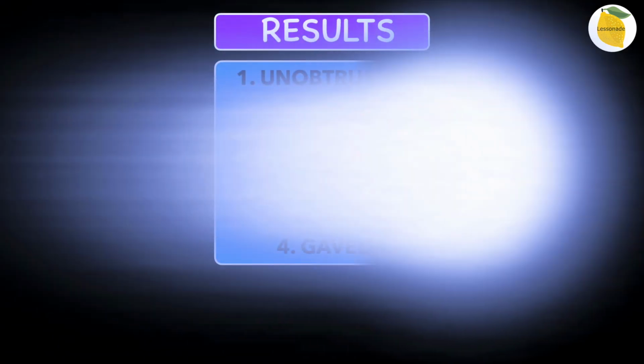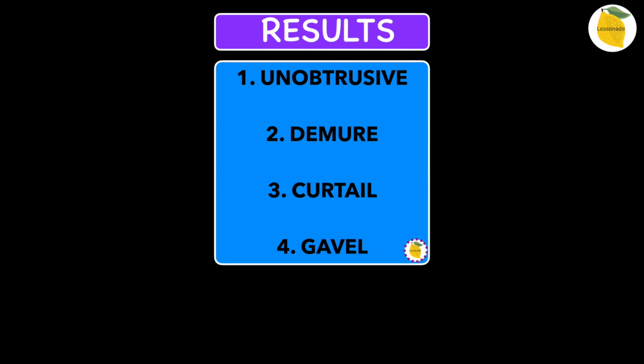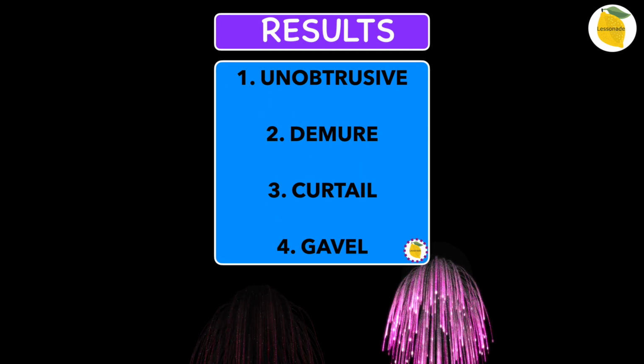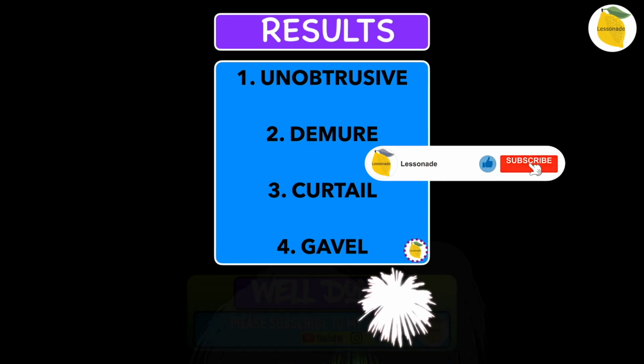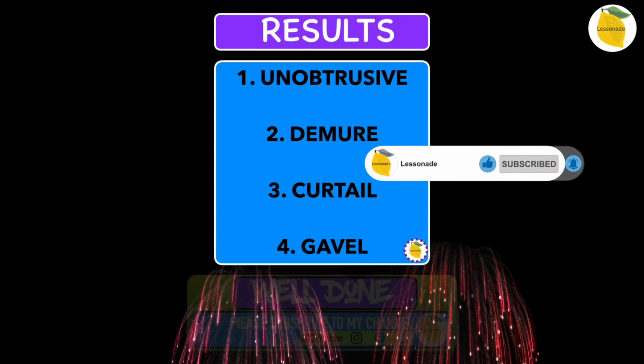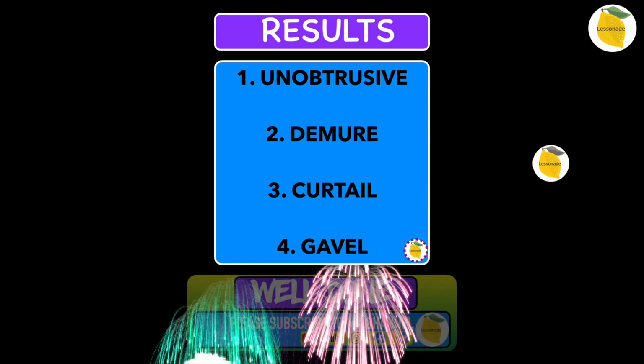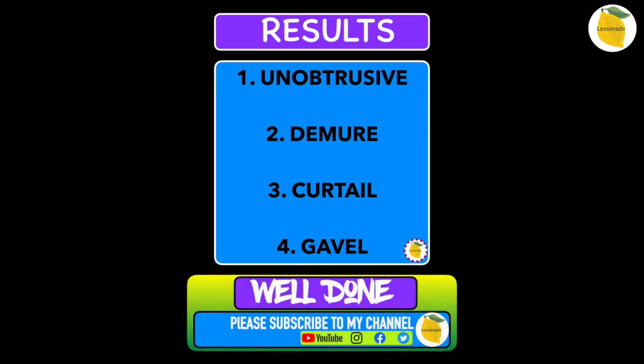And here are the results. So question number 1 is unobtrusive, question number 2 is demure, question number 3 is curtail, and the final question, question number 4, is gavel. So well done for attending the quiz, and I hope you got all right.